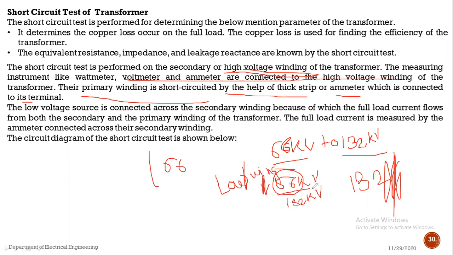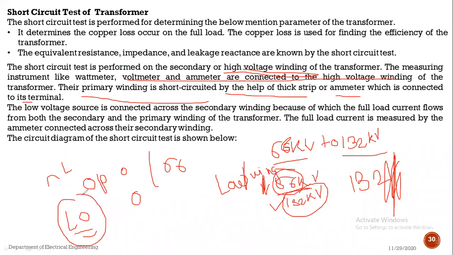ओके, म्हणजे याचा अर्थ आपण टेस्ट कोणत्या वाइंडिंग वर कंडक्ट करतोय? 132 kV ला टेस्ट कंडक्ट करतोय. ओके, आणि ओपन सर्किट मध्ये हाय व्होल्टेज वाइंडिंग ओपन सर्किट करणार आणि लो व्होल्टेज साइडला आपण वॅटमीटर, व्होल्टमीटर, एमीटर कनेक्ट करणार. That means we are conducting the test on the low voltage winding. ओपन सर्किट टेस्ट लो व्होल्टेज वाइंडिंगला कंडक्ट करतो आणि शॉर्ट सर्किट टेस्ट ही हाय व्होल्टेज वाइंडिंगला कंडक्ट करतात. Okay, so all of you clear this confusion.